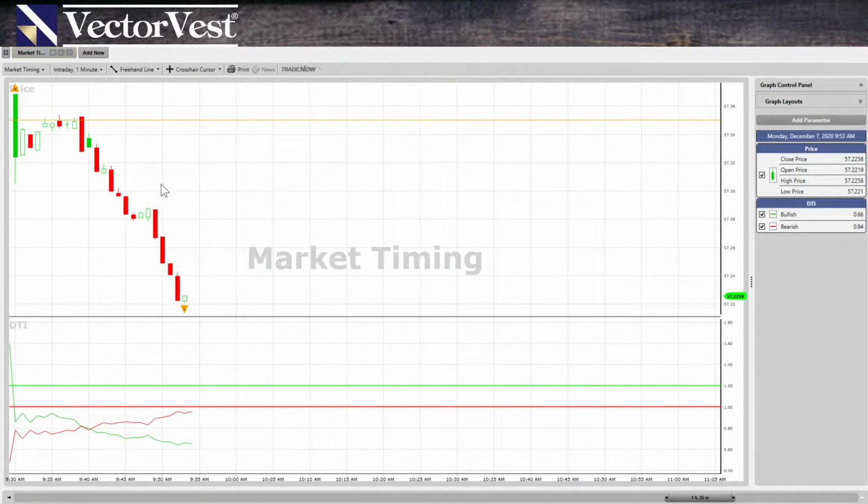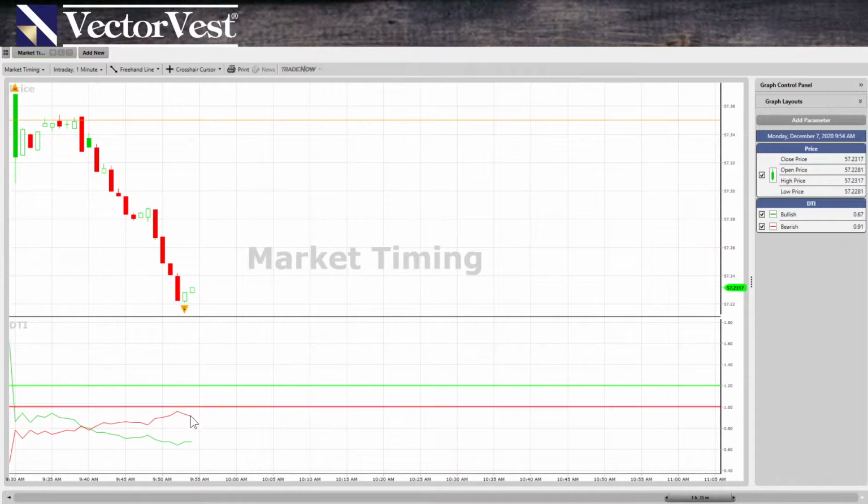From the open, the market is falling. Now, even with the falling market, and this is our VectorVest composite, which tracks the movement of over 8,300 stocks, even though our VectorVest composite is falling, the DTI, the bearish DTI, is not even above the value of 1. But once it gets above that value of 1.2, it will issue a day trading timing signal. Once the DTI bearish gets above our trigger point of 1.2, a red triangle will pop up on the graph, giving you a bearish day trading signal.